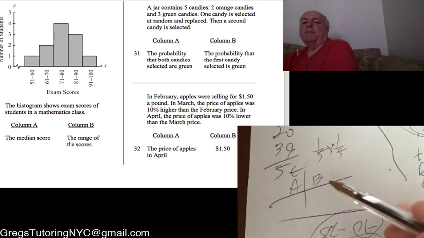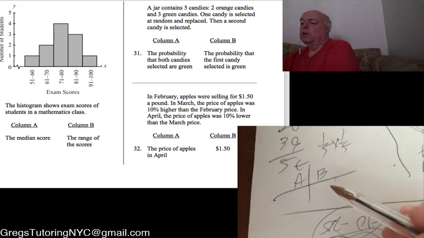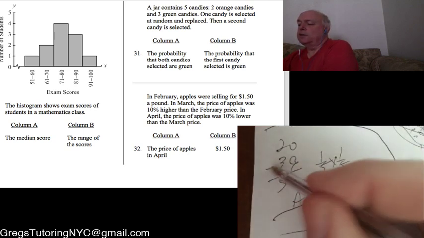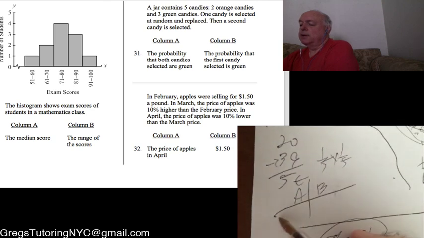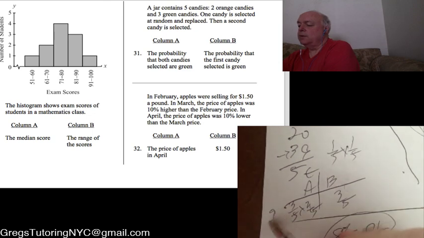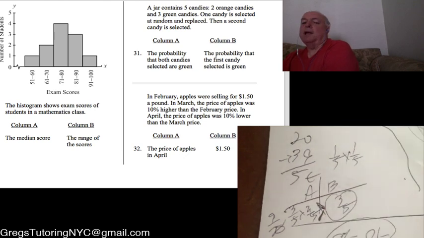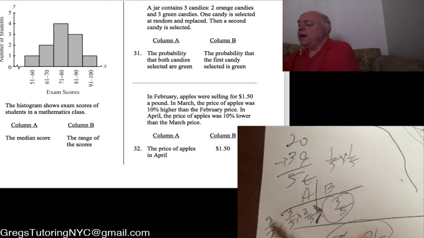So the probability that both candies selected are green, we're going to use the same kind of thing. There's 3 out of 5 here, so it's going to be 3/5 times 3/5. This is the probability that the first candy selected is green, 3/5. If we multiply this out, we get 9/25. So this is obviously greater. And for the same logic, I actually didn't have to do this math.